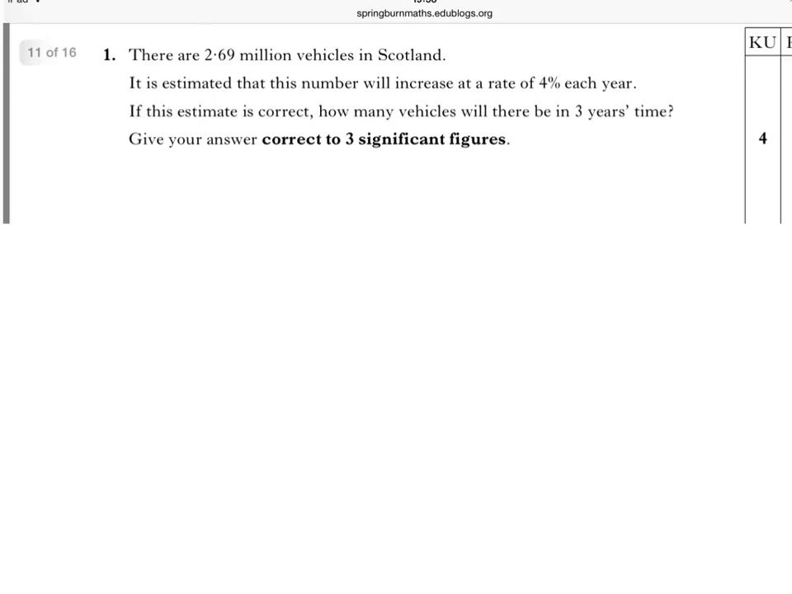Section 30, example 4. There are 2.69 million vehicles in Scotland. It is estimated that this number will increase at a rate of 4% each year. If this estimate is correct, how many vehicles will there be in 3 years' time? Give your answer correct to 3 significant figures. Sometimes folk can wrongly interpret these questions as reversing the percentage change, but it's more an appreciation depreciation feel about it. Reversing the percentage change questions are about working backwards, but appreciation depreciation questions are about projecting forwards, which is what this question is asking us to do.